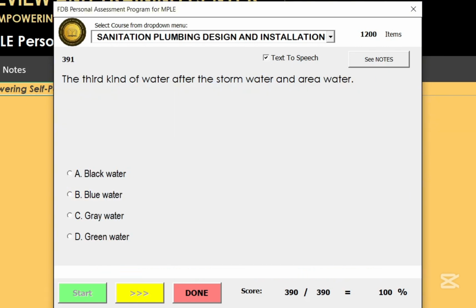The third kind of water after the storm water and area water. A. Black water, B. Blue water, C. Gray water, D. Green water. Please pick your choice. Option A is your choice, and it's the correct answer. Well done.